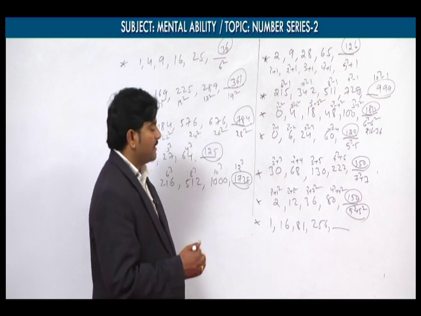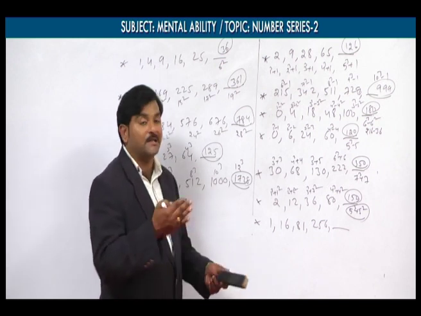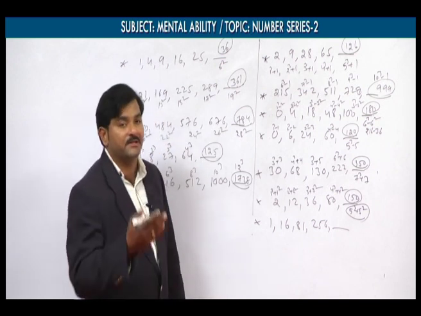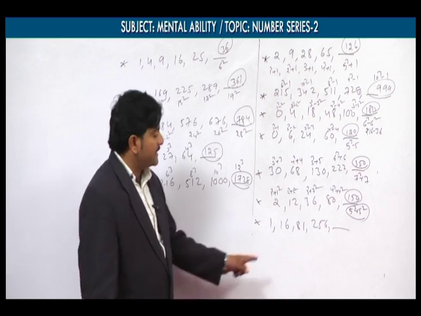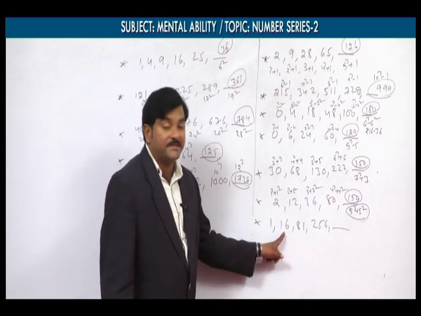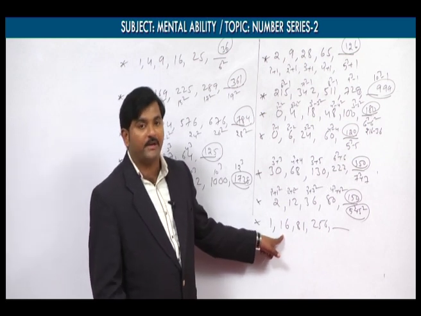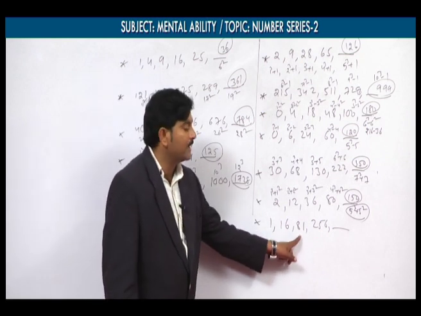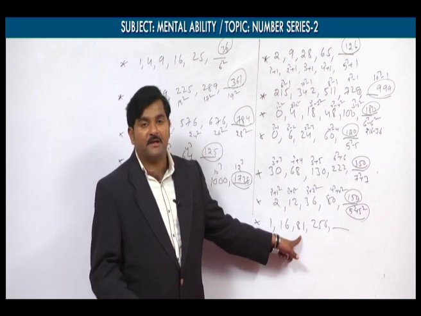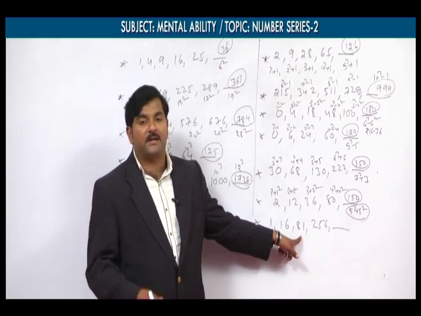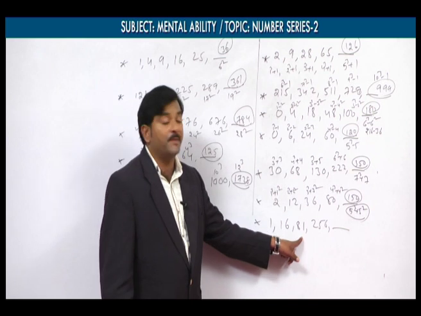That's why you should not think in that way. This must be in some other way. How? Let's say 16 can be expressed as 2 power 4 also, if you remember. 2 power 4 value is 16. 81, of course, is 9 square, but 9 square can again be written as 3 power 4.